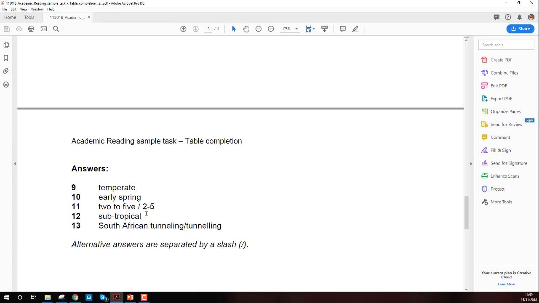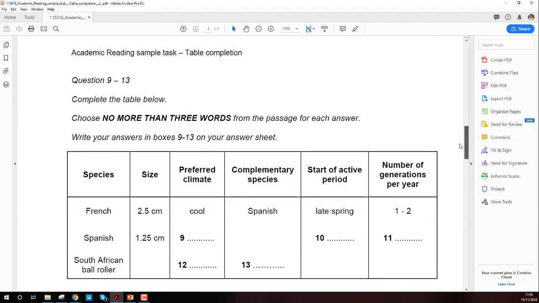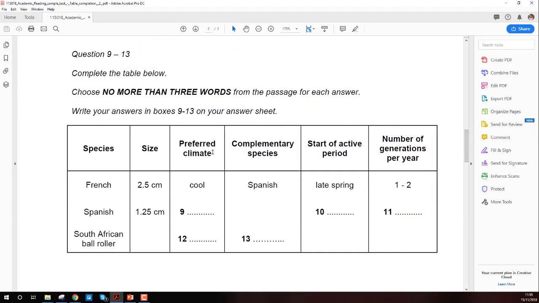Early spring, 2 to 5, subtropical, South African tunnelling or tunnelling, so good. Okay, so as you can see, pretty straightforward. The key is to really practice these questions and get into a routine with them, and you'll be able to nail them.